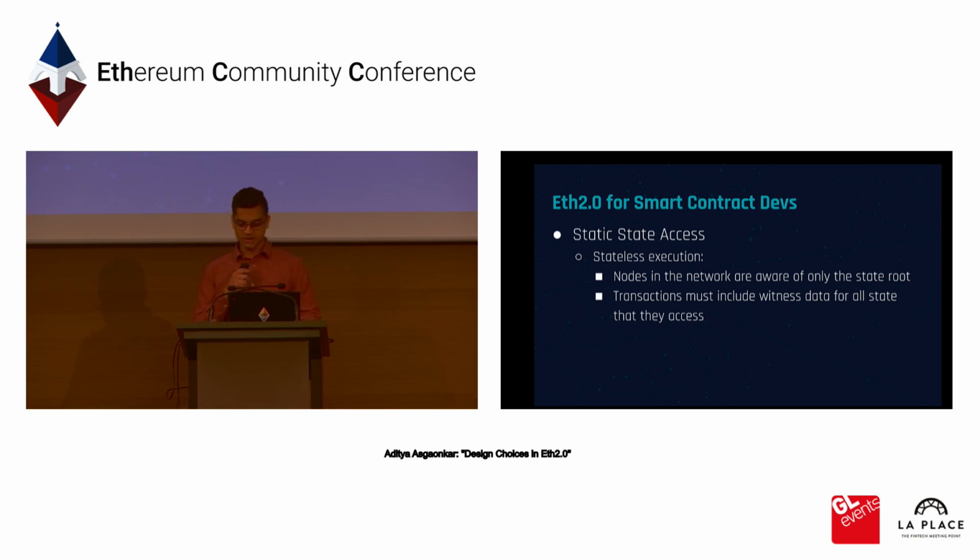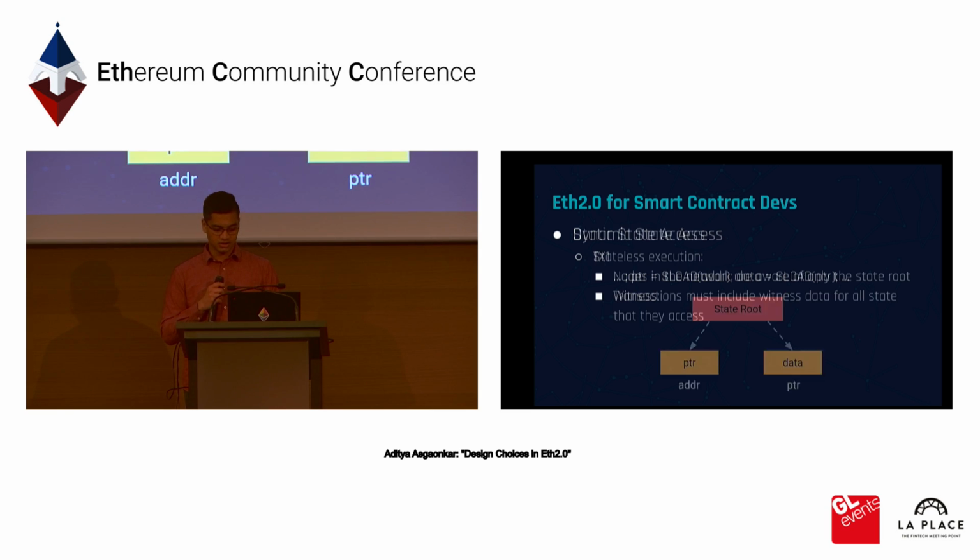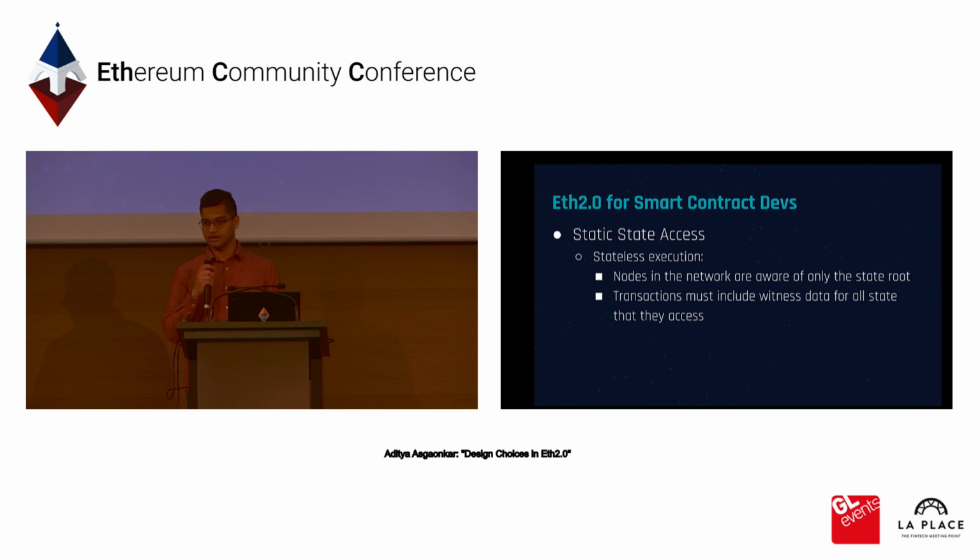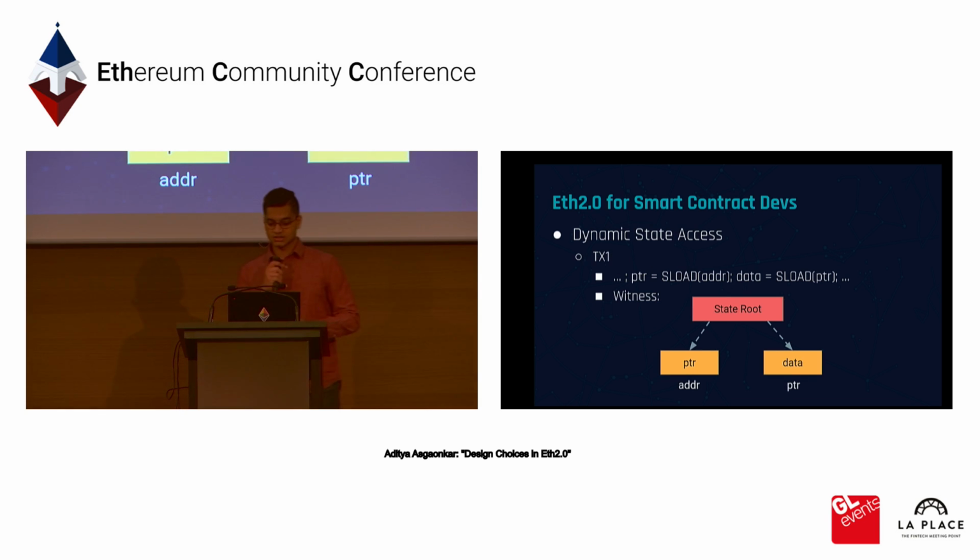So the transactions must include witness data for all parts of the state that they access. Now it introduces some problems, and let me depict a situation that might occur. This is not static state access, this is dynamic state access, and I'll show you what it means. You have this transaction 1 here, and you have some stuff going on there.